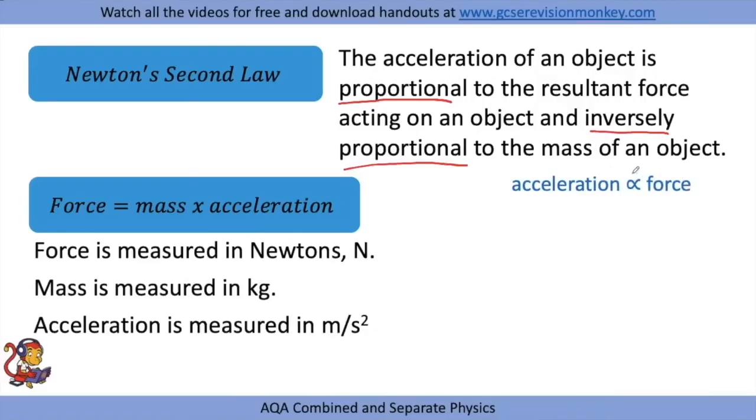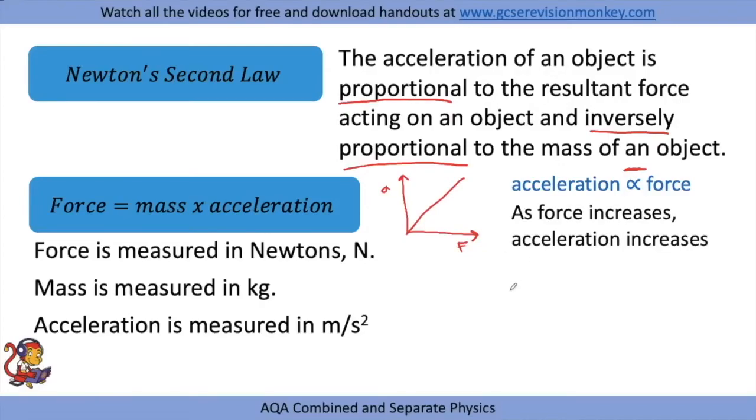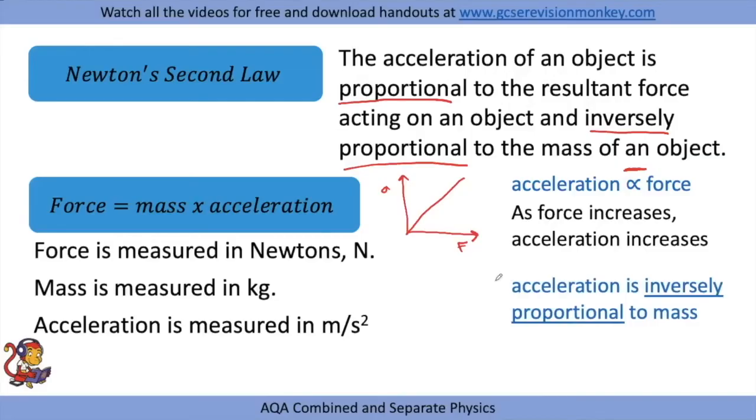This shows that acceleration is proportional to the force, and you might also see it in a sketch graph of acceleration against force as well. So for example, if we had force and acceleration, they would be directly proportional. And this means as force increases, acceleration increases. And in the other relationship, acceleration is inversely proportional to mass. And this means as mass increases, acceleration decreases. So inverse proportion means as one thing gets bigger, the other thing gets smaller.